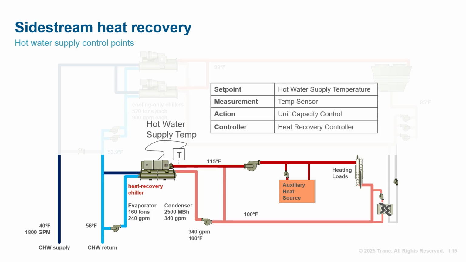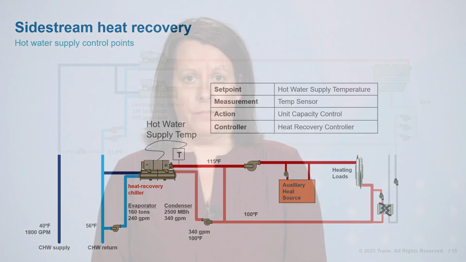Hot water temperature control is handled by the unit. The set point is the supply hot water temperature, 115 degrees here, measured at a sensor inside or at the outlet of the chiller. Capacity control depends on the type of chiller, but is handled within the chiller's unit controller. The system controller needs only to provide a hot water set point.